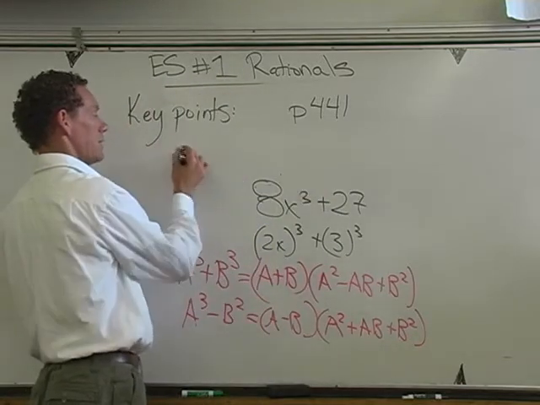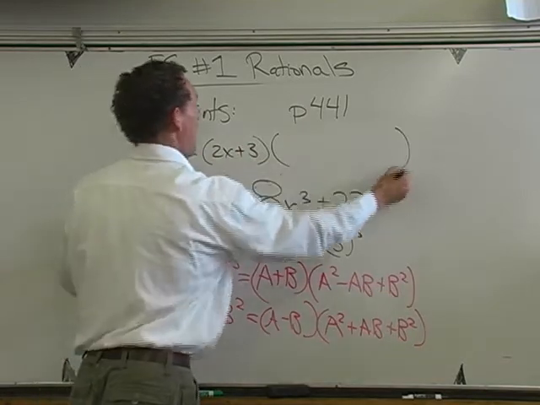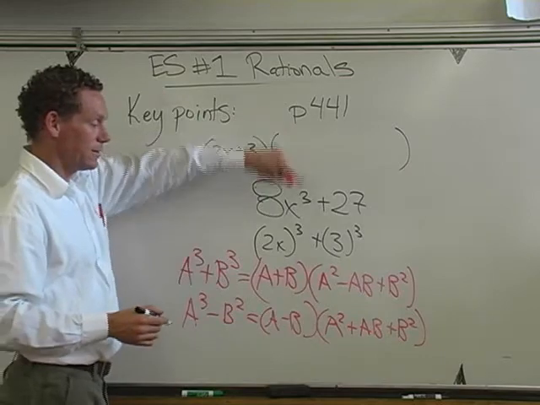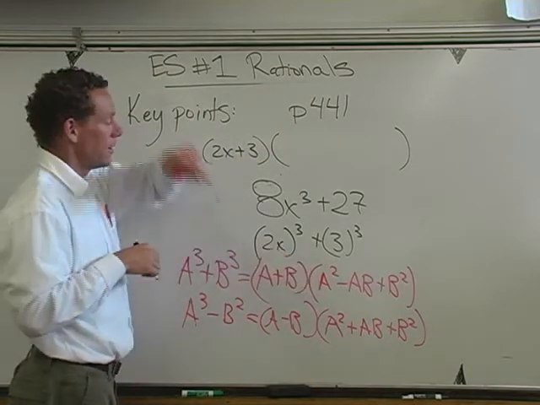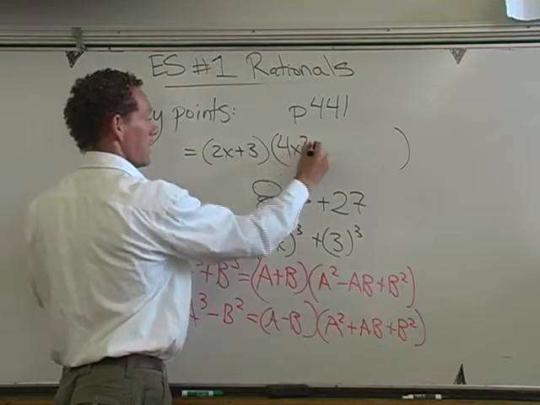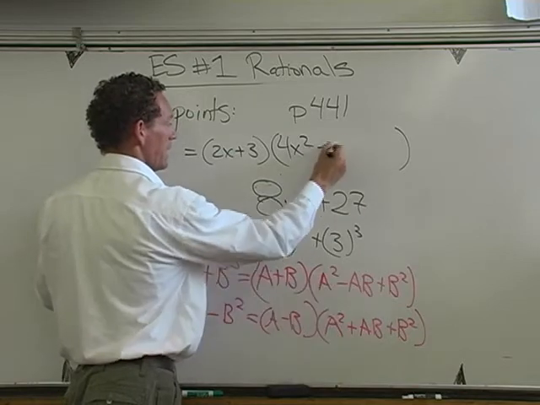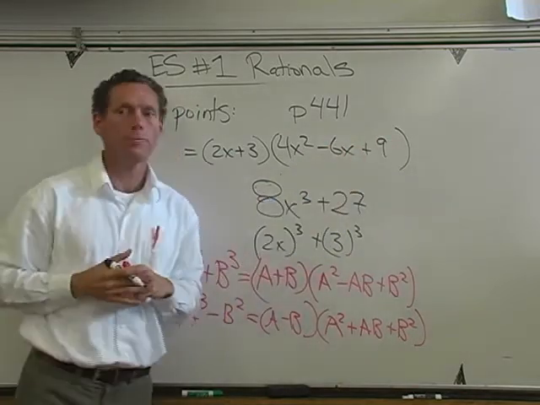gives us 2x plus 3. And then the real common mistake here is when people do a squared, they say 2x squared. It's 2 squared x squared. So 4x squared, and minus ab and plus b squared. Okay.